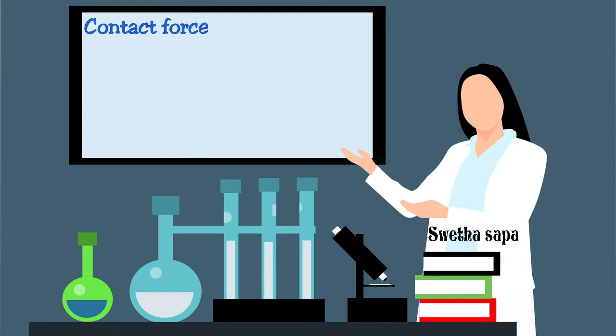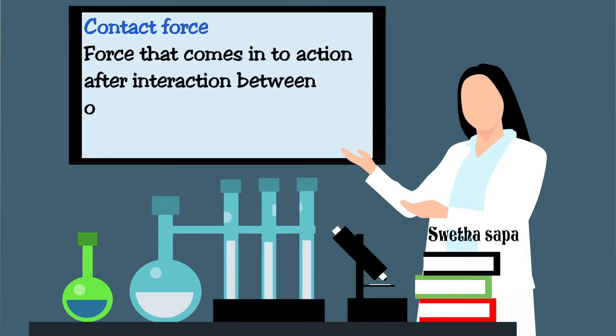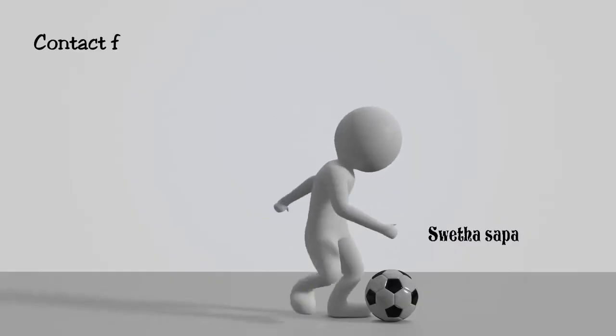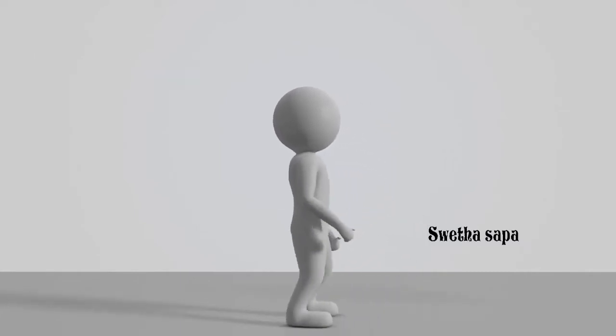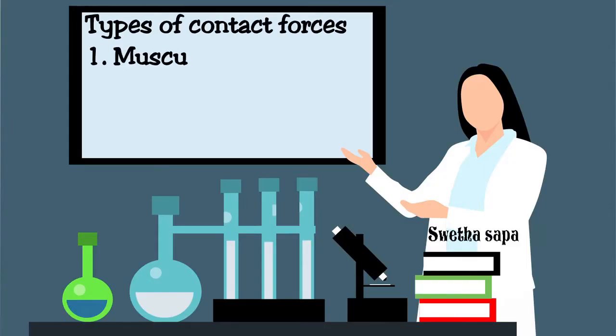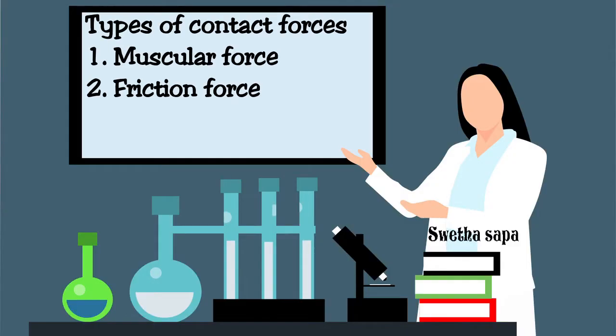So what is contact force? The force that comes into action after the interaction between the objects. Here, when the object comes in contact with the force, then only it moves. Example, when we kick a ball which is at rest, it moves fast. This is an example of contact force. So types of contact forces: muscular force and friction force.